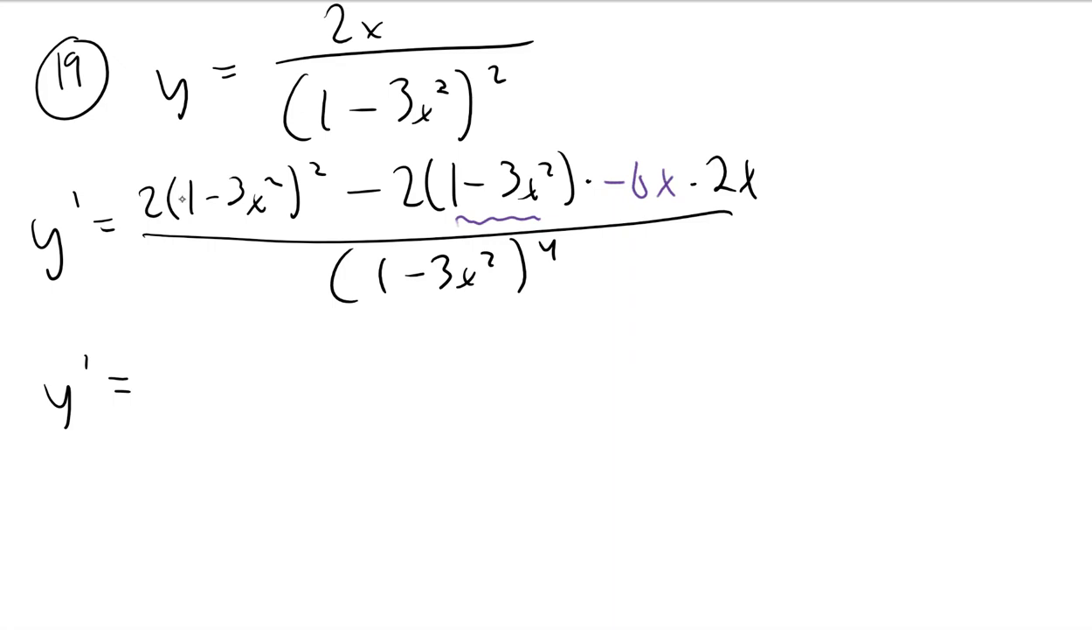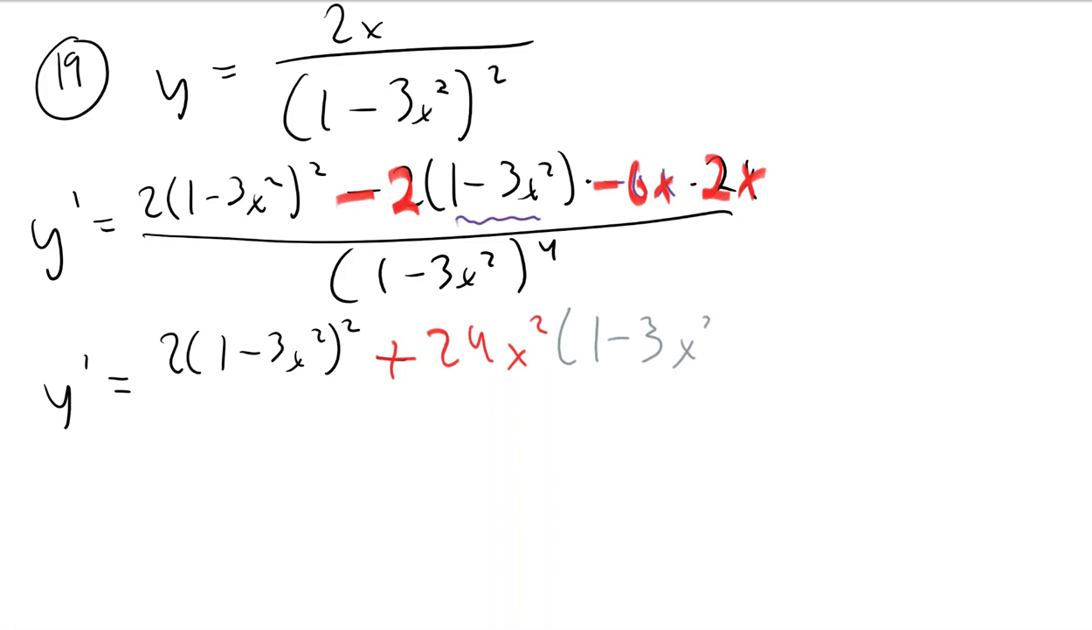So over here I noticed that I have 2 of these guys squared, and then over here I have a negative times a negative, which becomes a positive. 2 times 2x would be 4x, times 6x would be 24x squared, and there's this guy, another one of these.